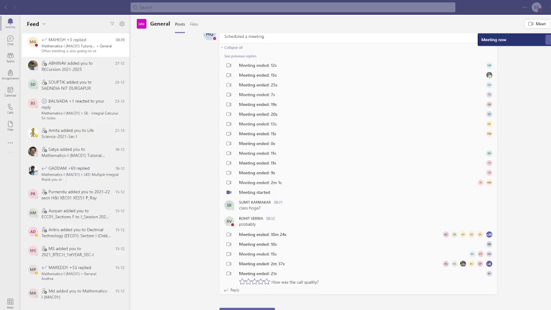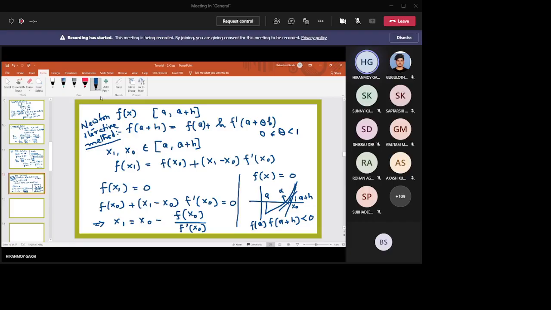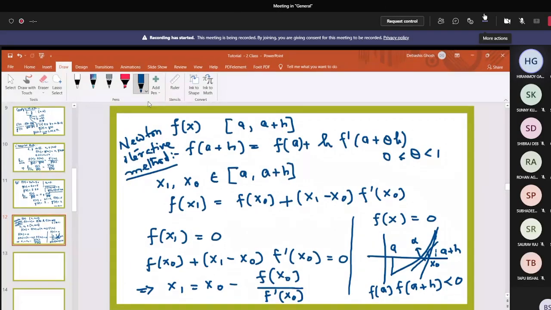And f of a plus h, the product of these two is negative. And because of that, it is going to intersect with the x-axis. So therefore, by the intermediate value theorem, there is one point in between a and a plus h for which f(x) is equal to 0. So therefore, we can approximate that value x0 by some process. That approximation we are going to tune further, and that tuning can be done by this process. That is also one application.